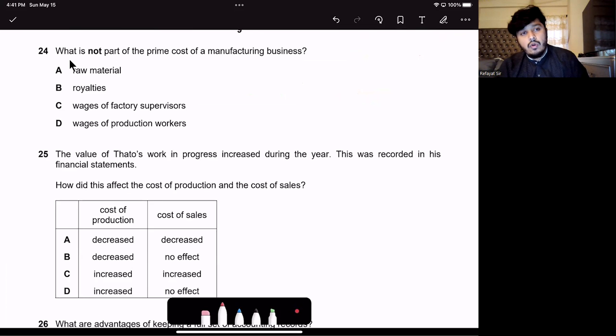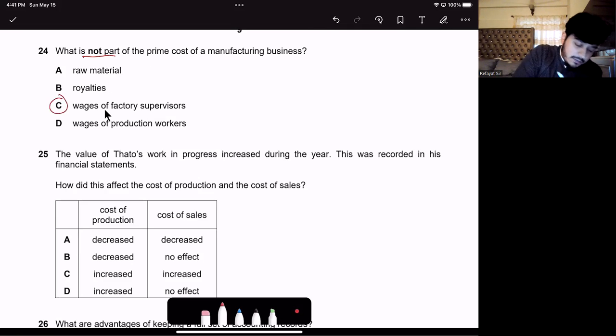24. What is not part of the prime cost of a manufacturing business? Prime costs are all the variable costs of the factory. They said what is not, so we'll go through the options. Whichever is not a prime cost will be the right answer. So, wages of factory supervisor. Wages of supervisors are fixed and it's an overhead.